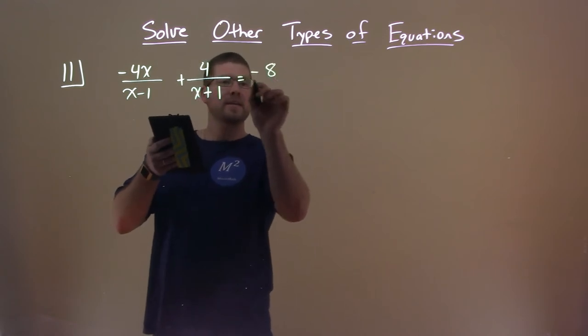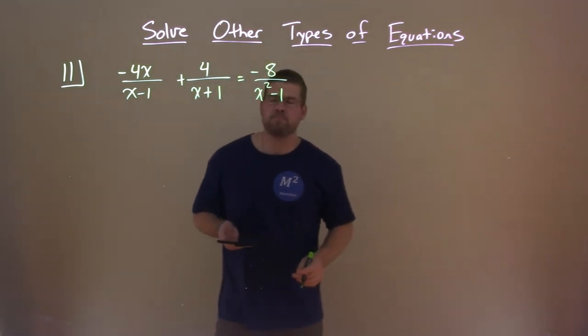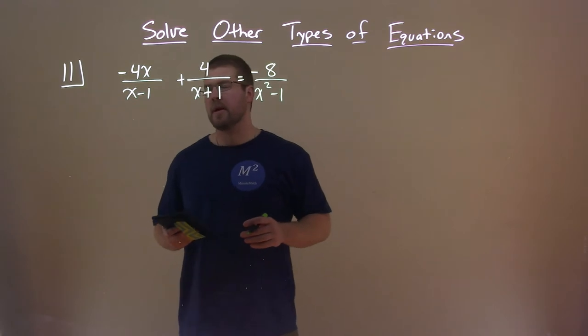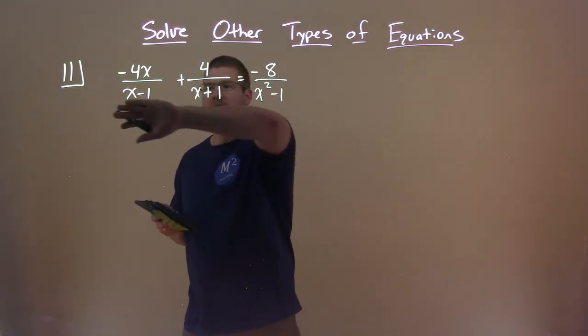Equals minus 8 over x squared minus 1. Okay. I don't like fractions. They're not my friend. Okay. Well, sometimes. Well, what we want to do is see if we can get rid of the denominators here.